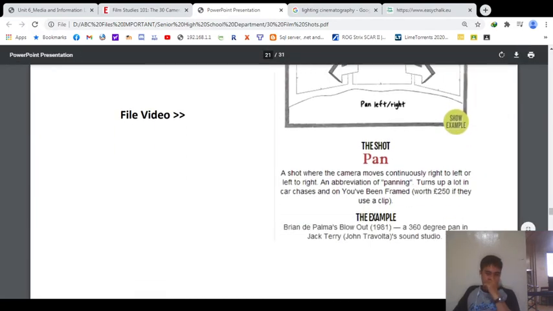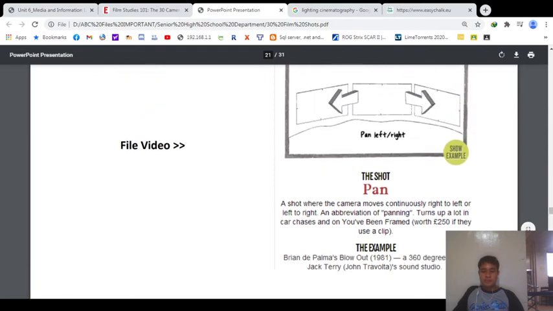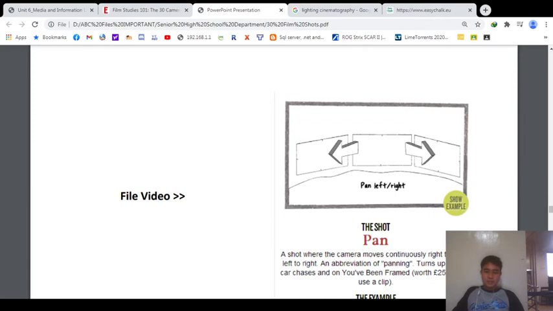Okay, next is the panning, or the pan shot. A shot where the camera moves continuously from right to left. It is commonly used for a shot of a person, or a certain area that you have to take in a scene. For example, the pan shot is used for two subjects when they are not talking. Or two are talking but the camera moves. It depicts a certain area.